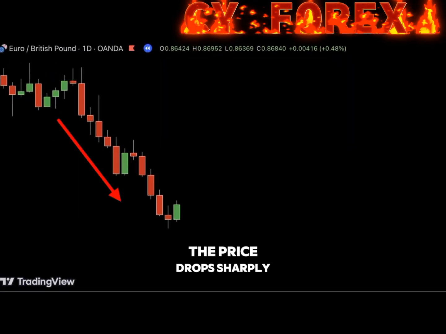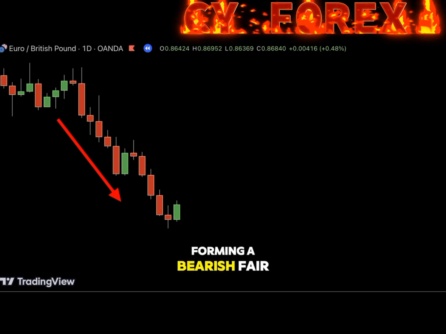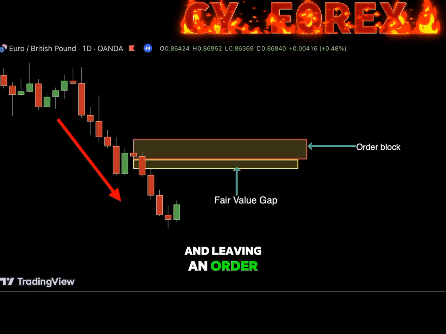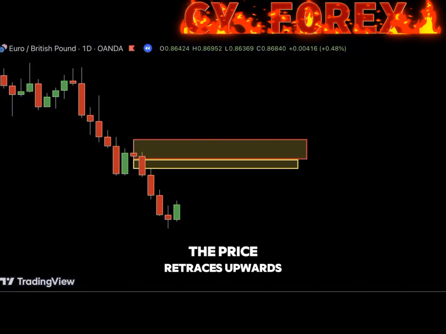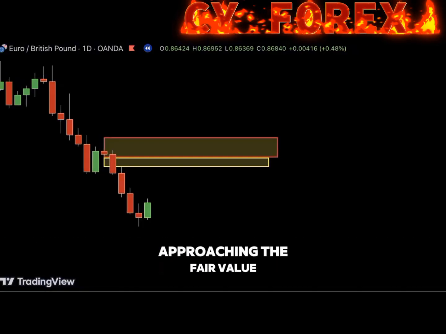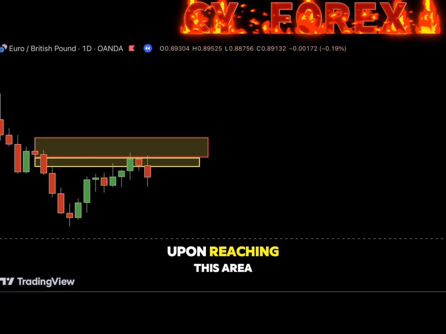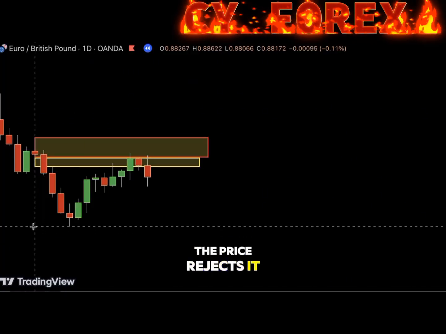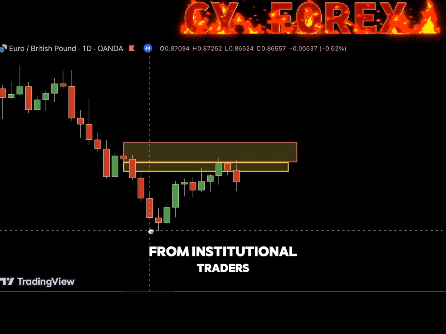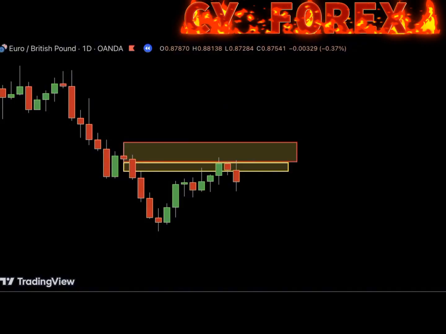In a downtrend, the price drops sharply, forming a bearish fair value gap and leaving an order block in the vicinity. The price retraces upwards, approaching the fair value gap and the order block. Upon reaching this area, the price rejects it, confirming strong selling interest from institutional traders.